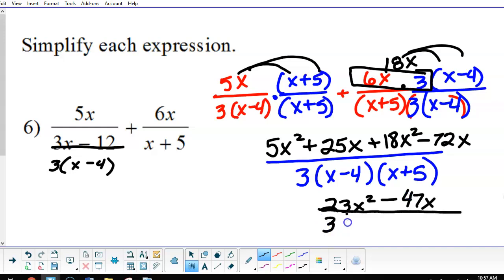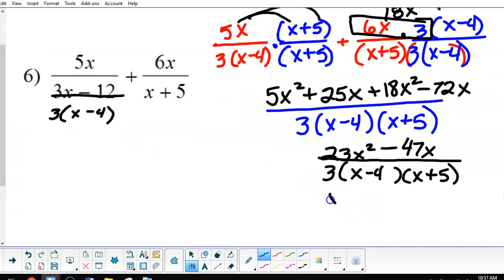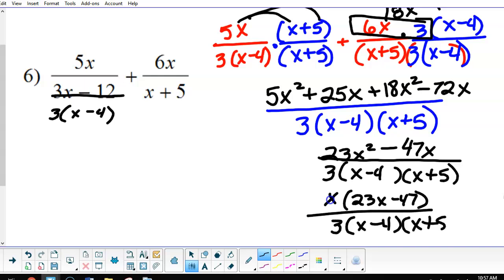What could we take out of the top? We could take an x out, right? But would it divide out with anything in the denominator? No, so I'm okay if you just leave it. If you were worried about it trying, you could do this. This would be okay as well. Nothing divides out, though, so we're good.